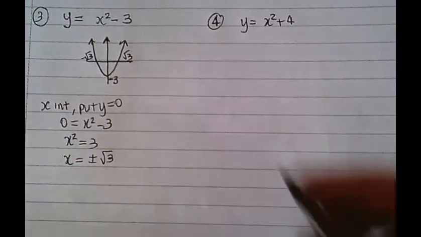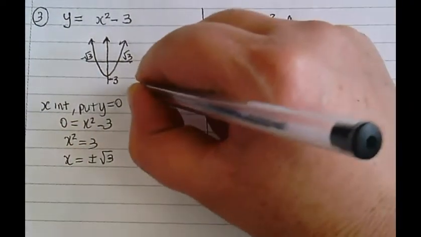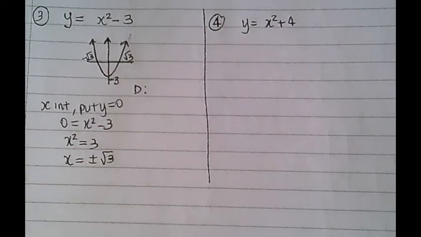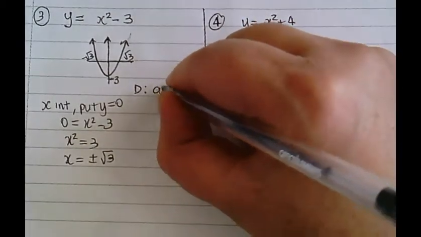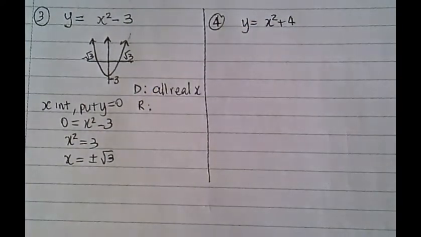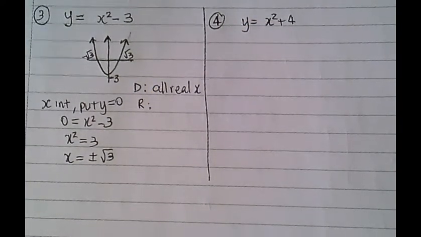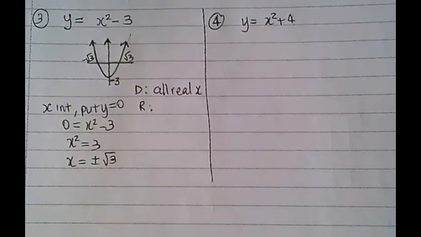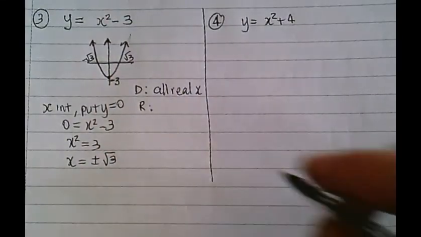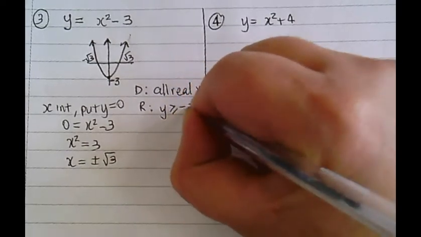All right, so let's go with the domain and range. What is the domain? Are there any restrictions? This just arrows off and goes on forever, right? So domain, all real x, and the range. Look at the y values. Y is greater than or equal to -3. Do you see that?